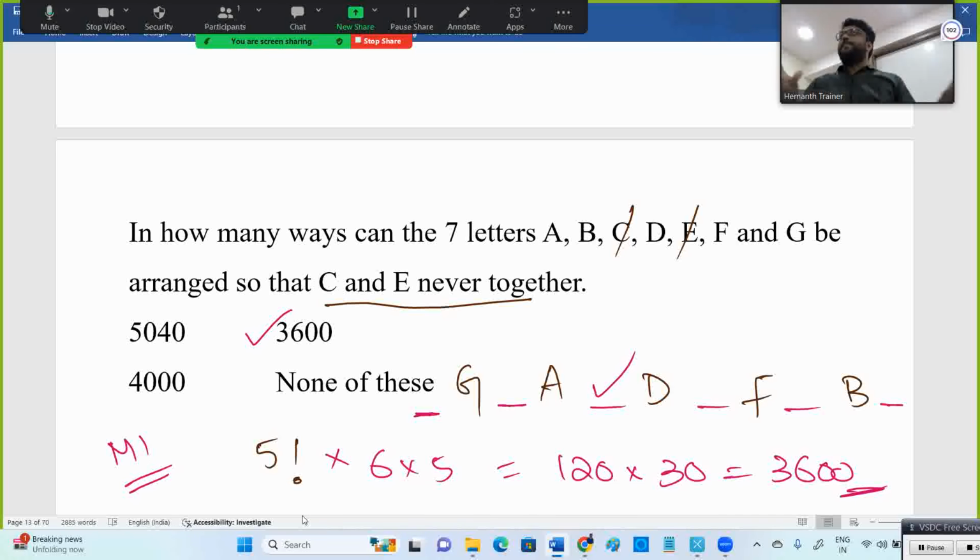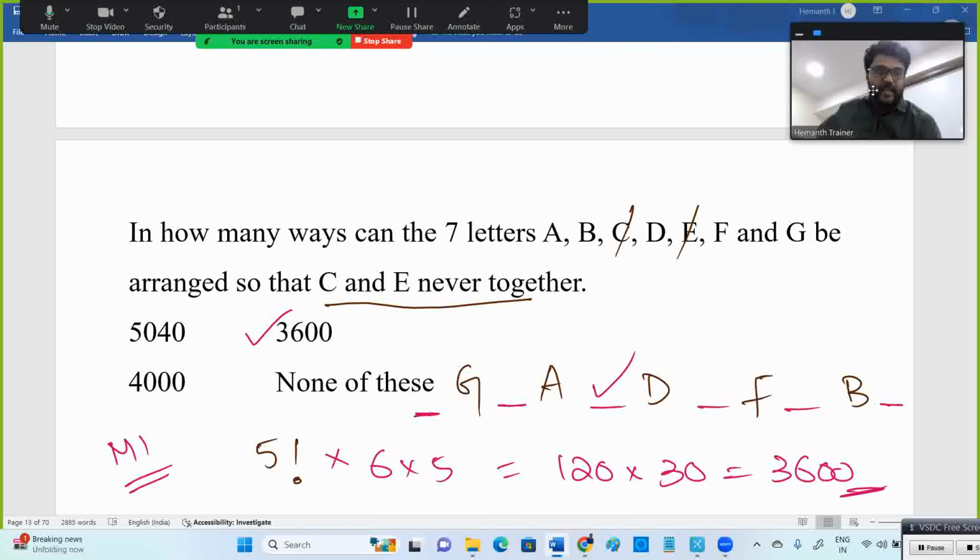Same method, same approach. Boys and girls, boys not together, girls not together, whatever they give like that, first arrange the other people, then place the remaining people in the spaces. In fact, instead of 6 into 5, I can write 6P2. In some competitive exams, they'll give options like this.